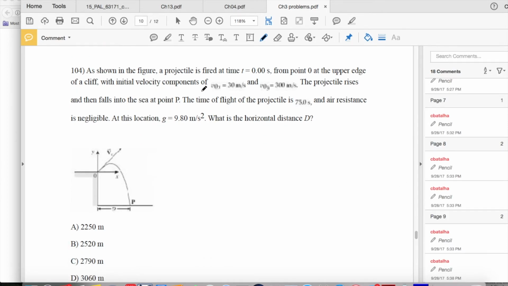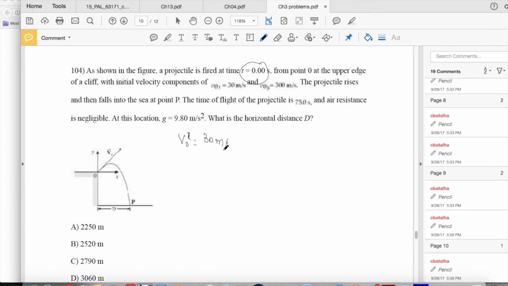How about this? In the figure, the projectile is fired at time t equals 0 from point 0 at the upper edge of a cliff with the initial velocity components given. So v naught x is equal to 30 meters per second. So we can even write here our x projection, all the information in the x direction. We can also write this given information: v naught y is equal to 300 meters per second.